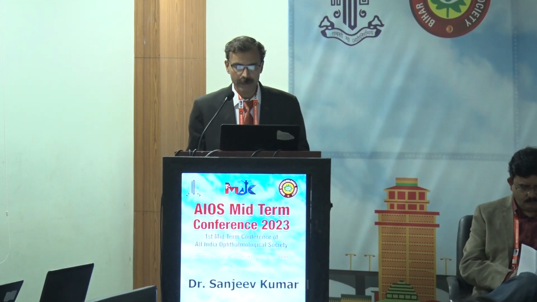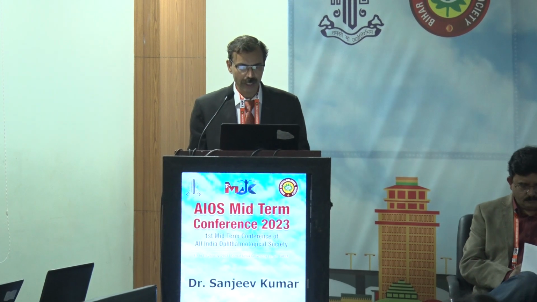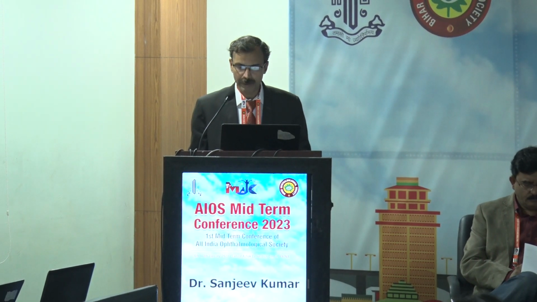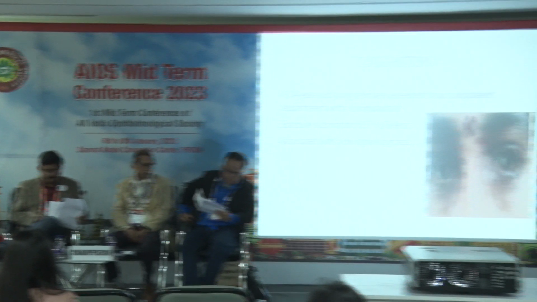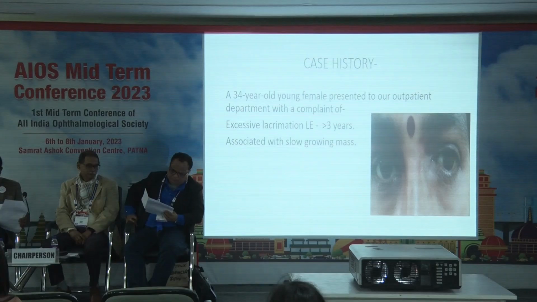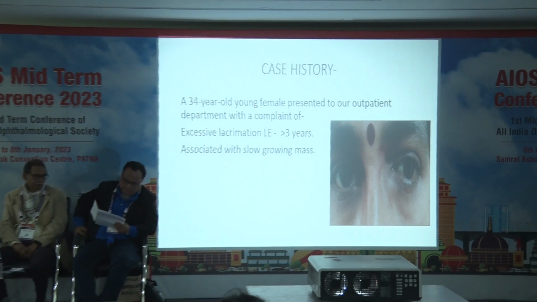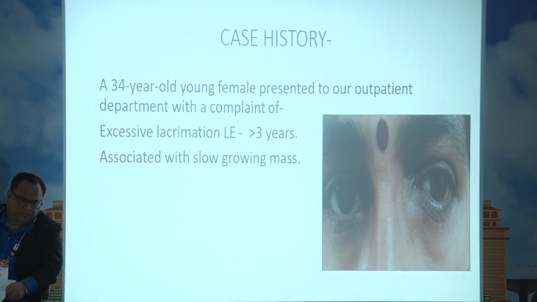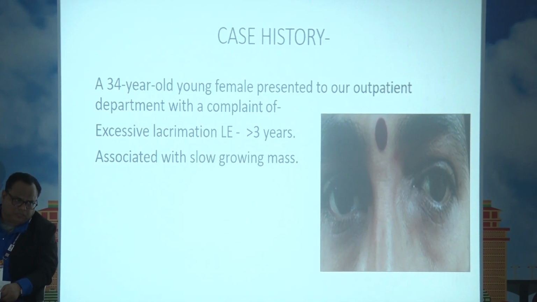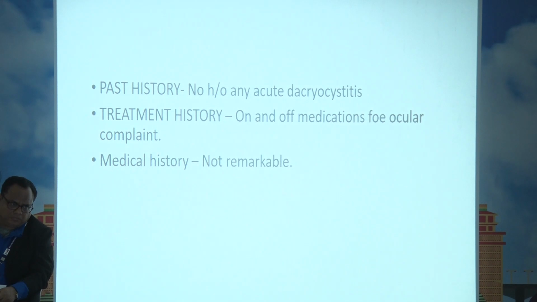Solitary fibrous tumor of the orbit typically presents as a benign orbital mass. It may present as unilateral, painless, slowly progressive proptosis or a palpable mass in the periocular area. A 34-year-old young female presented to our OPD with excessive lacrimation from the left eye for 3 years, with a slowly growing mass. Past history, treatment history, and medical history were not significant.